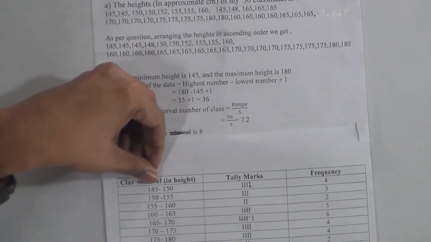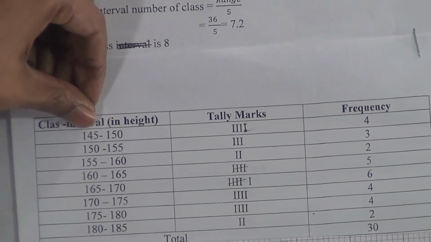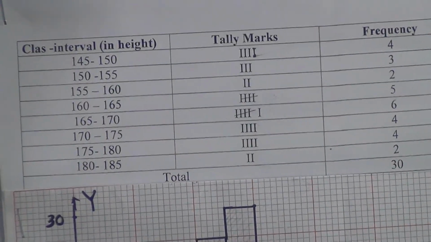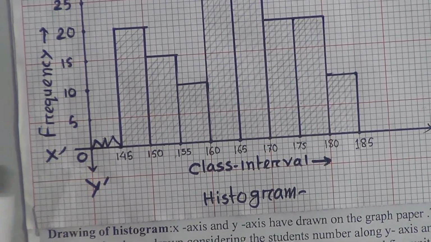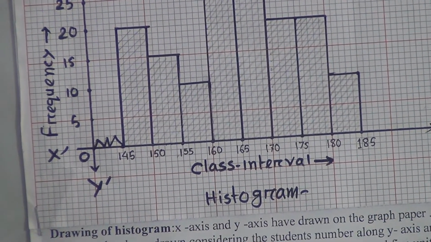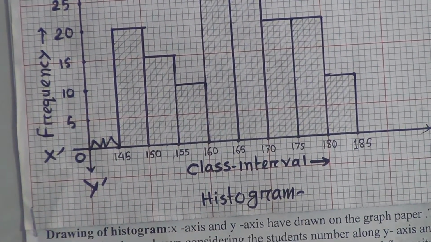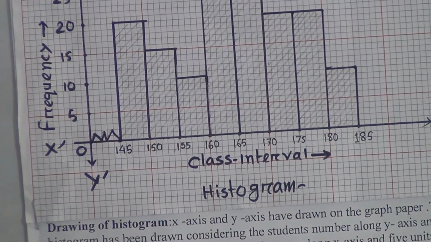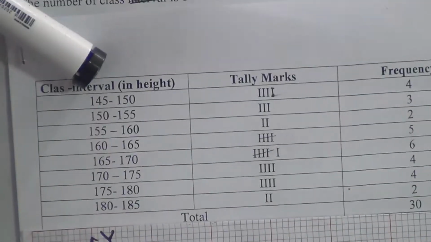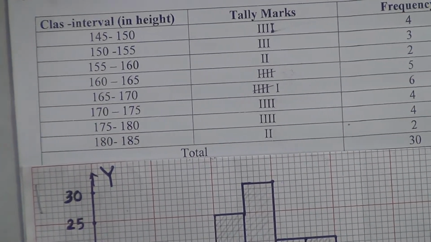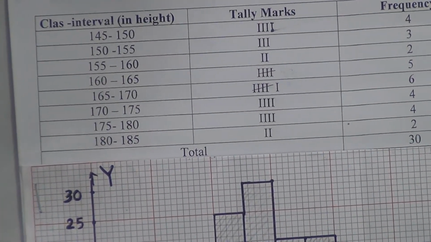Look, this is 145, meaning we will start from 145. At first we have given here the broken line, to represent that 0 to 145 is remaining in here. This broken line indicates that 0 to 145 is included here. Dear student, see carefully: 145 to 150, 150 to 155. That means the class interval is always 5, increasing by 5.